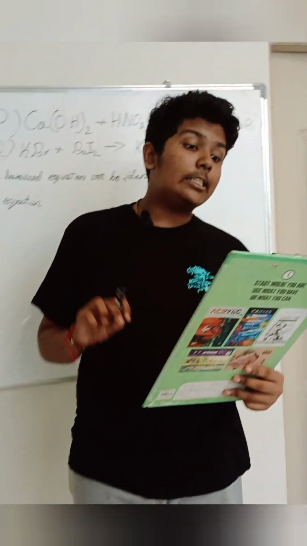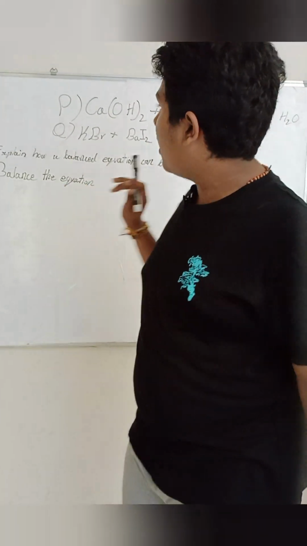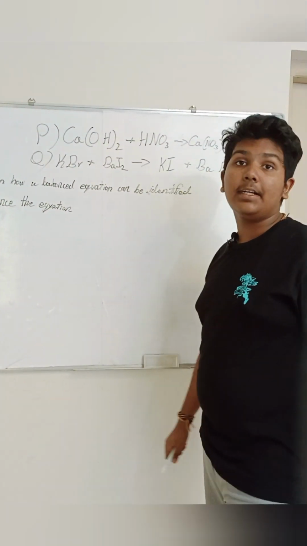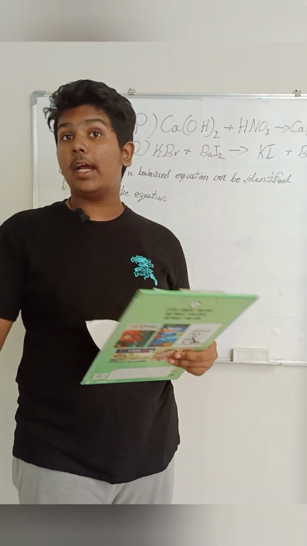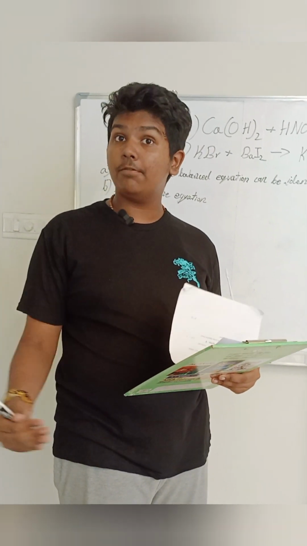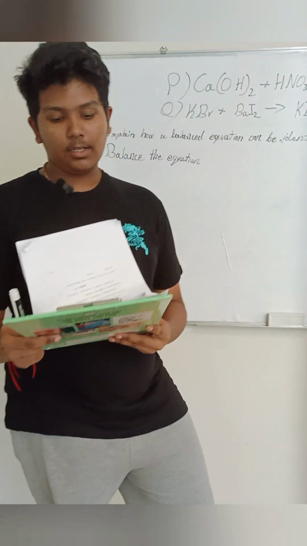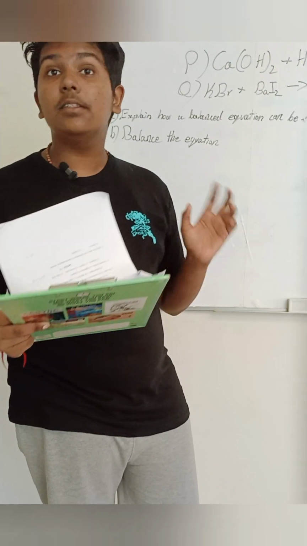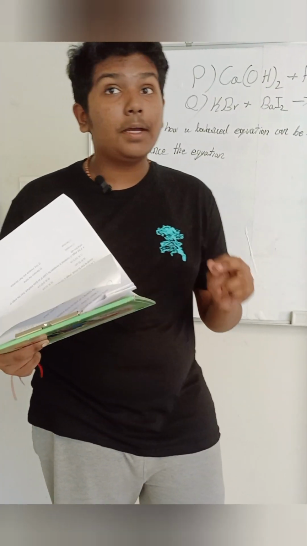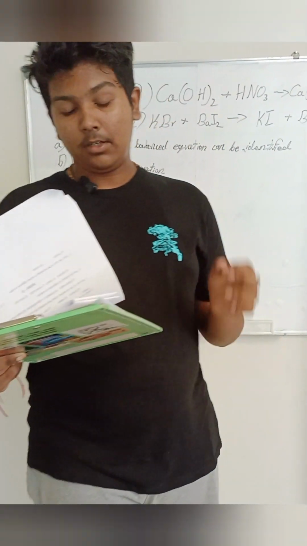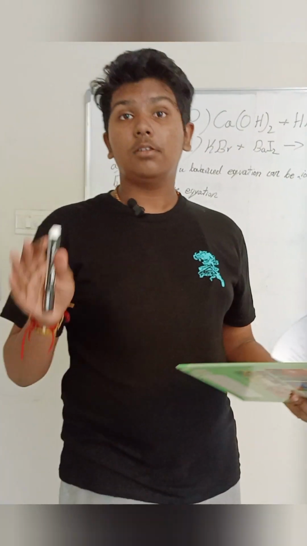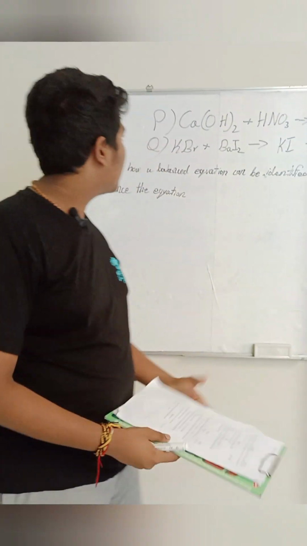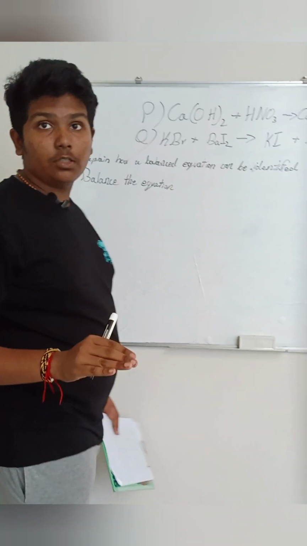First one, explain how a balanced equation can be identified. How can you balance an equation? How do you find the equation which is balanced? How do you identify it? To identify a balanced equation, it has to obey the law of conservation of mass. Or, to put it simply, these are the atoms now.